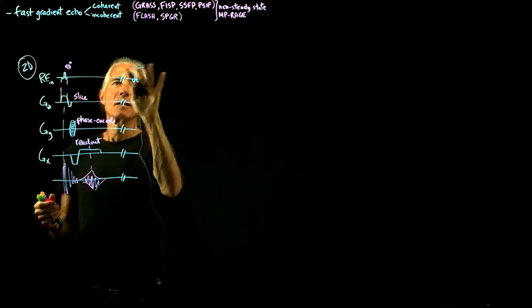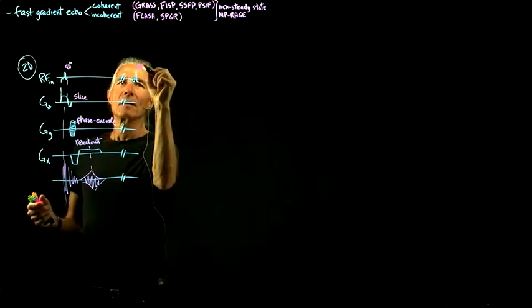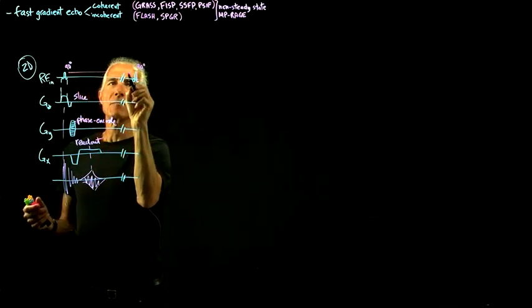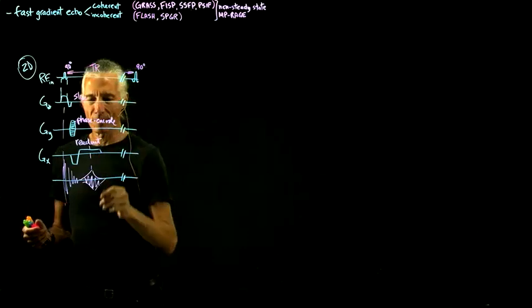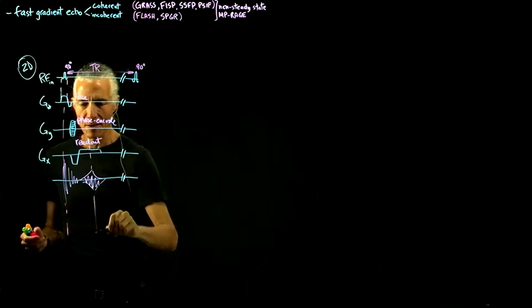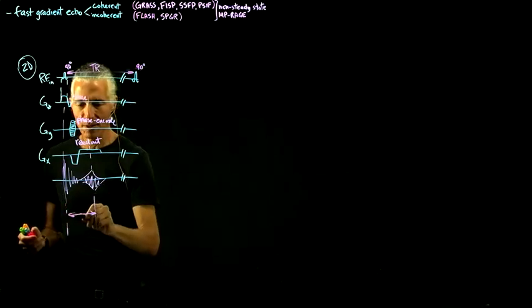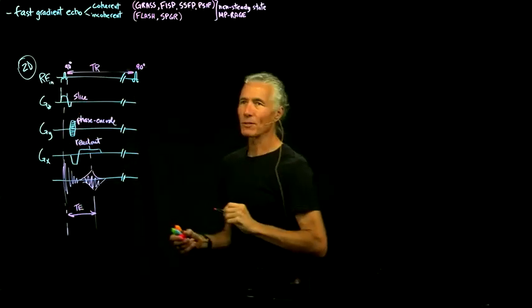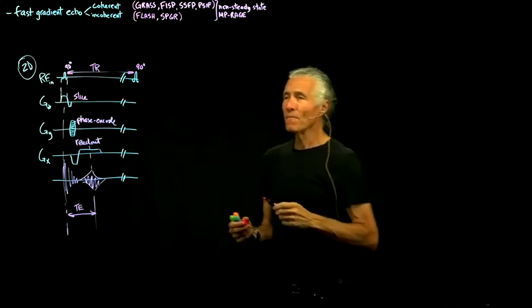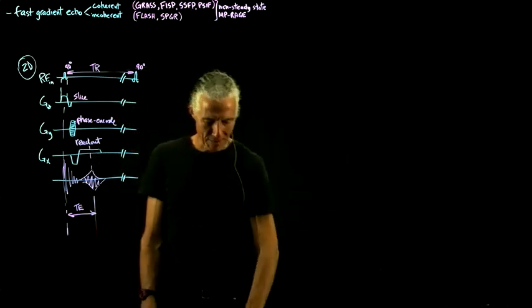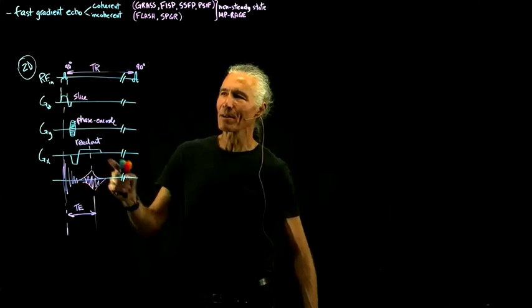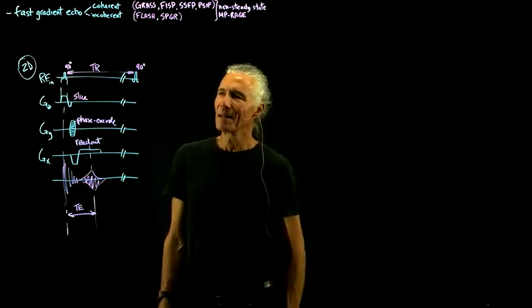So you might want to do this if there's some sort of quantitative reason, or you just want to get a signal that's not contaminated by other stuff. So that's the slow gradient echo. But immediately people said, well, why wait around so long? Can't we do something in the interim?